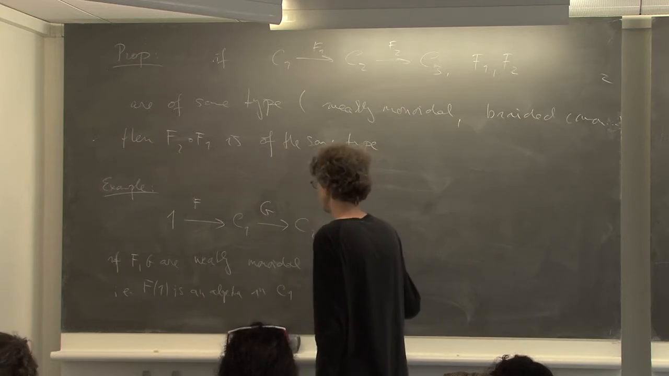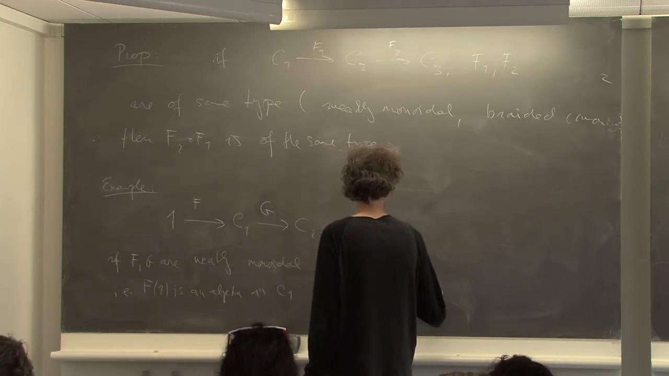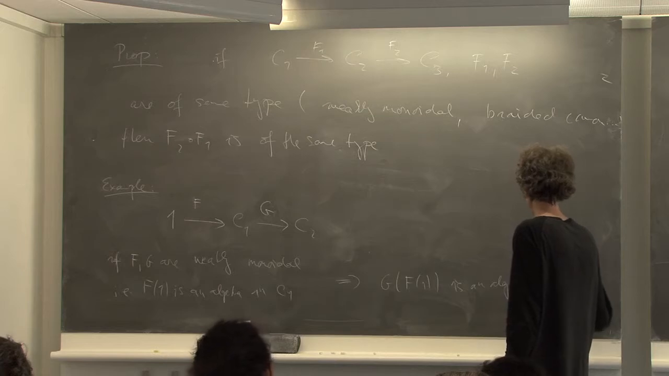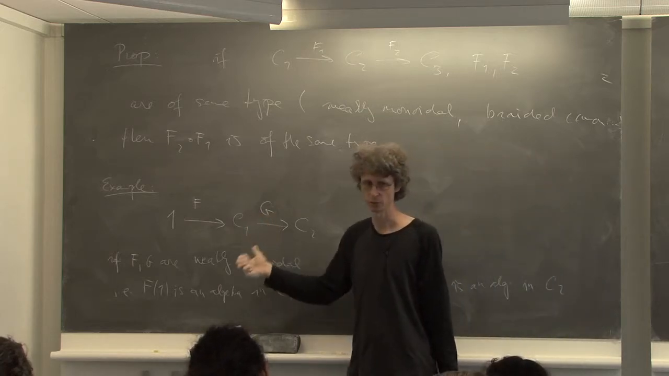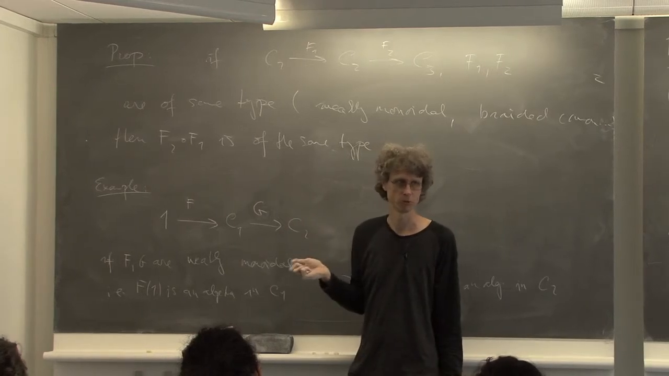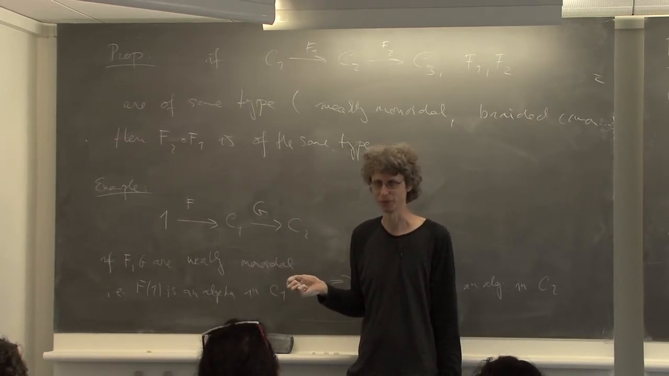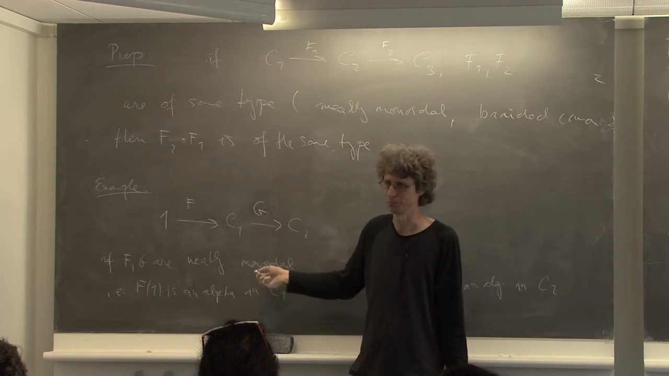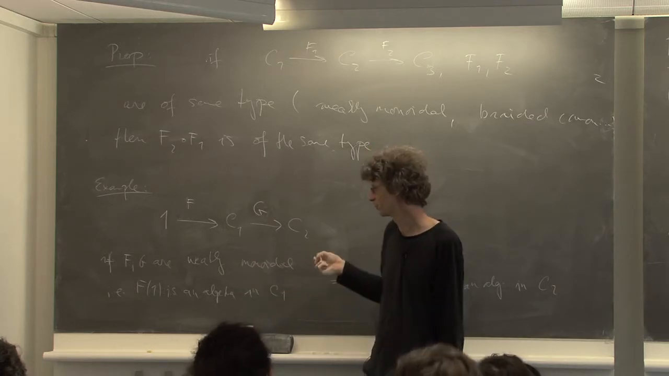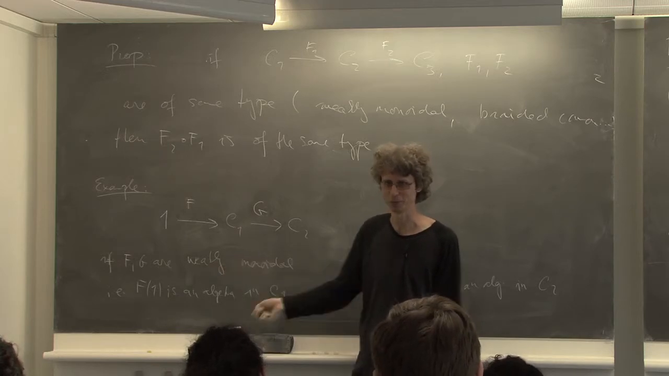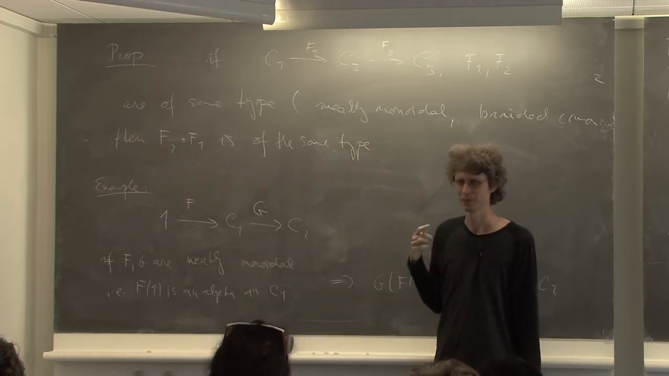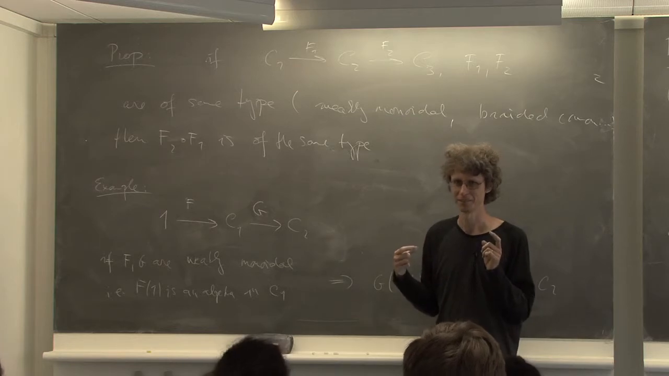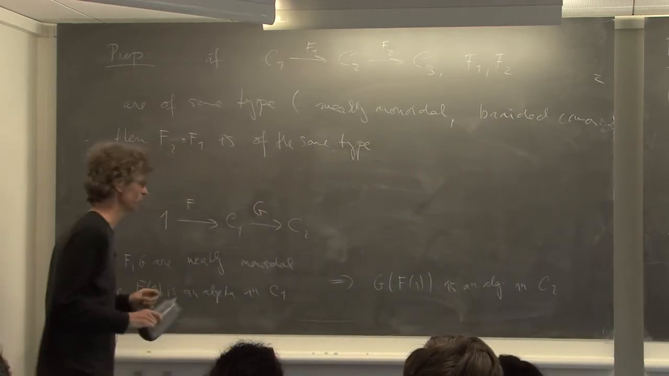That implies that G of this F1 is an algebra in C2. So weakly monoidal functors will send algebras to algebras, for this stupid abstract reason that the composition of two weakly monoidal functors is a weakly monoidal functor. Or it's possibly even easier to prove it directly. If you want to recall what is actually the definition of a weakly monoidal functor, this is what characterizes it. But the only difficult part is to remember the direction of those arrows. And that's a way how to recall it if you wish.